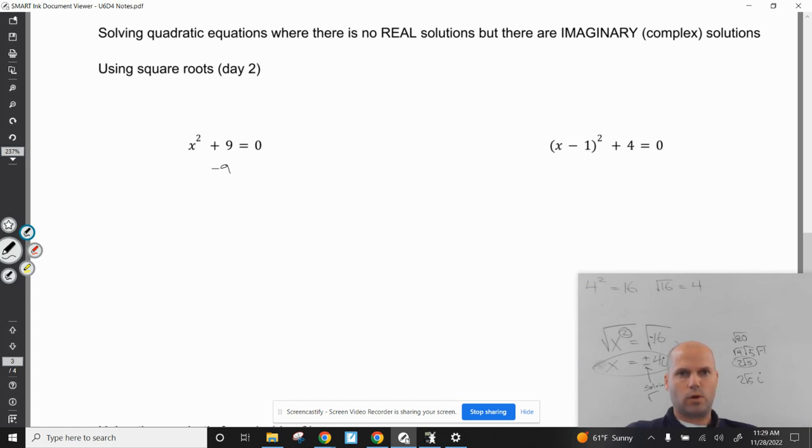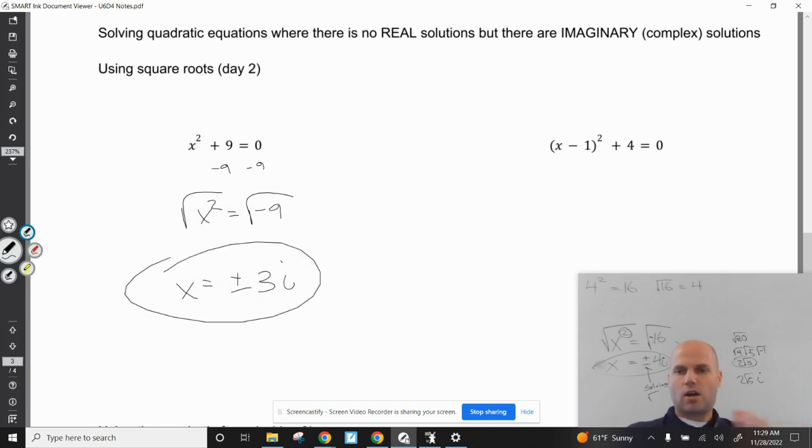So what do you do? What do we do day 2? We isolated our square since there's only one square. We then square rooted both sides. Since we're using a square root to solve an equation, we need a plus or minus. We've done this. The square root of 9 is just 3. But since this is negative 9, we're going to say this is 3i. Now, these are our solutions, positive, negative, 3i.